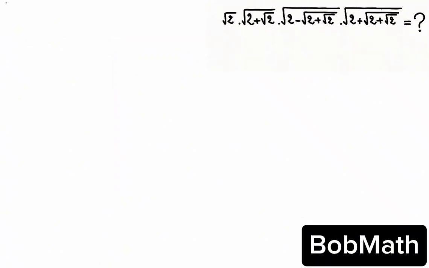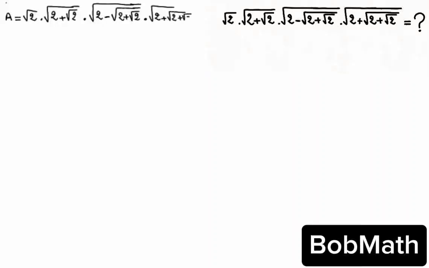Now, suppose a equals square root of 2 times square root of 2 plus square root of 2, times square root of 2 minus square root of 2 plus square root of 2, square root of 2 plus square root of 2 plus square root of 2.